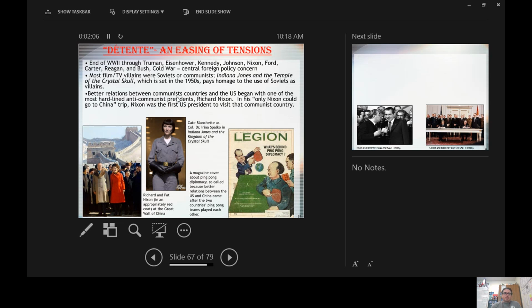Better relations between communist countries and the U.S. began with one of the most hardline anti-communist presidents, Richard Nixon. In his only-Nixon-could-go-to-China trip, Nixon was the first president to visit that communist country. So it's not the Soviet Union, who is our primary adversary in the Cold War, but easing relations with China shows that we're willing to negotiate, we're willing to be diplomatic towards communist nations. Again, that's what détente was all about. Things are chilling out a little bit.